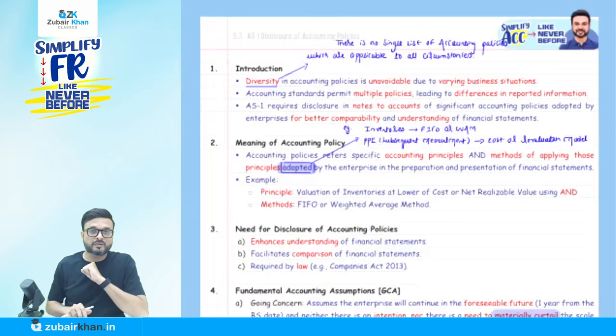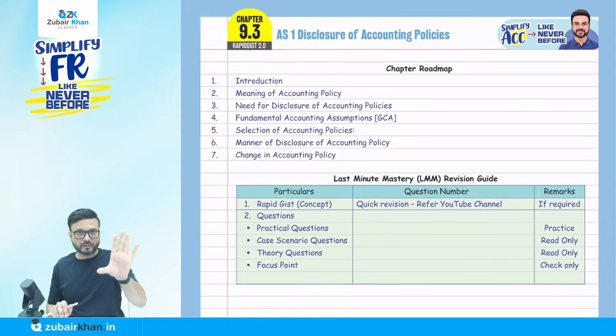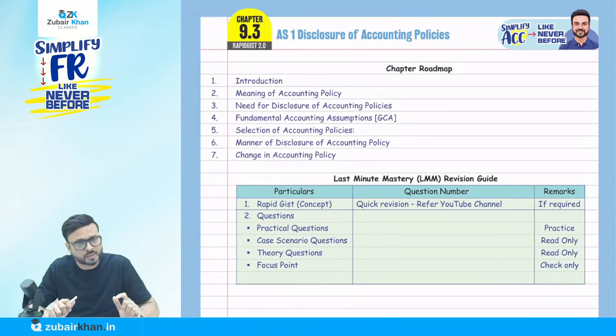So from this book, we'll start one by one. I will cover all the accounting standards. Today we are going to cover AS 1, Disclosure of Accounting Policy.